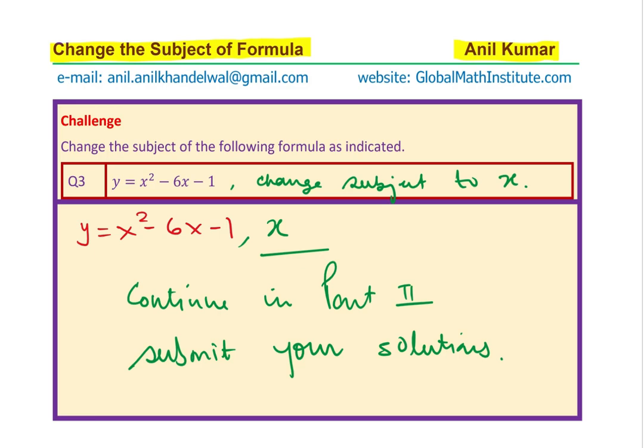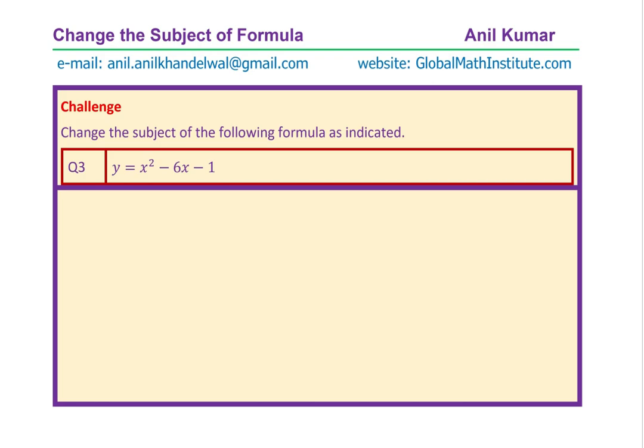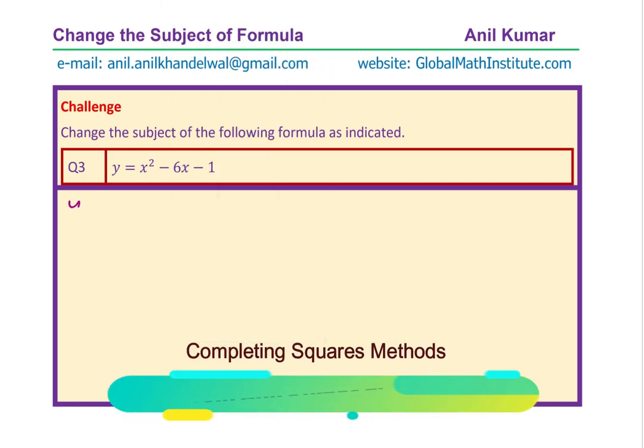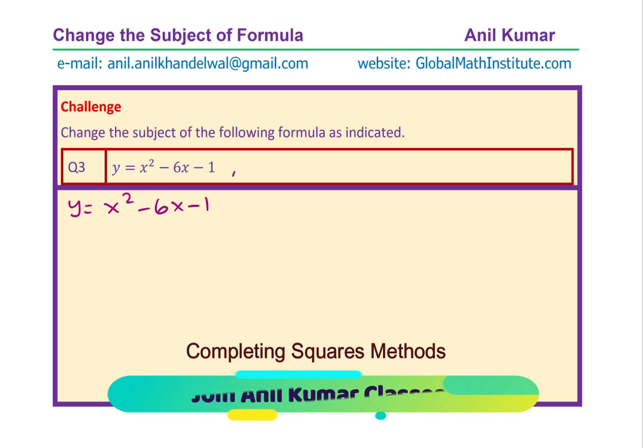This question is slightly more difficult. What we need to do is follow a procedure to isolate x from the right hand side. Let us see how we can do it. So we are given the equation y equals x squared minus 6x minus 1. We need to rewrite this in terms of y this time, x being the subject. So what we can do here is complete the square. So the strategy is to complete the square, okay?